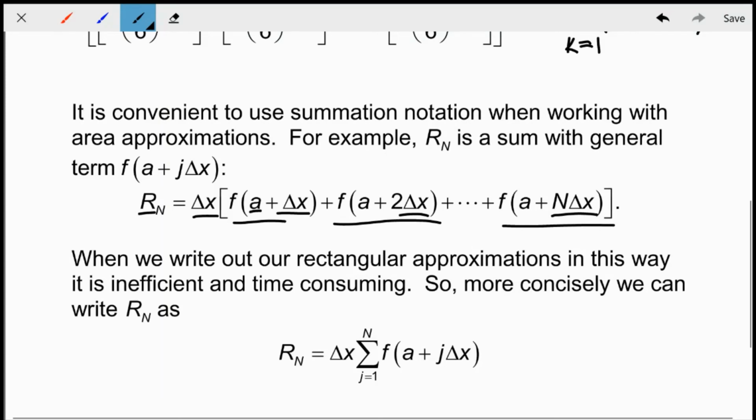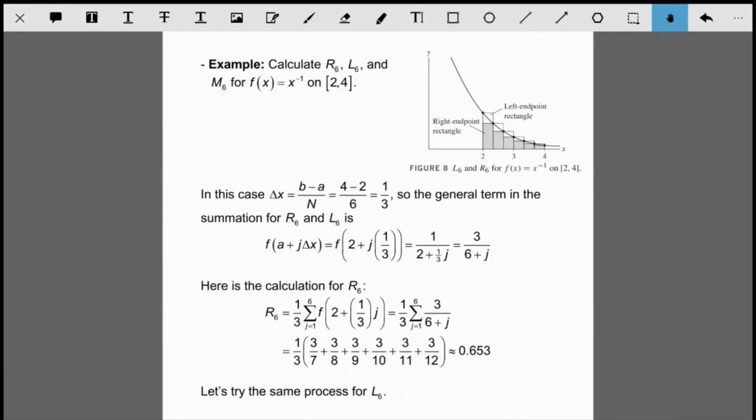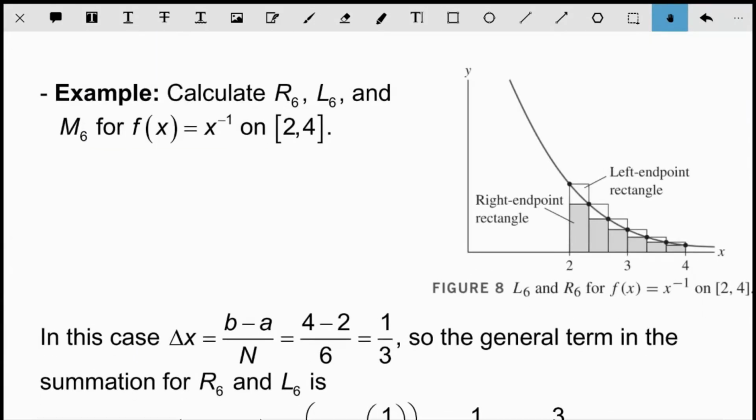We can write them just as a general rule, f of a plus some number times delta x, going from the first subinterval to the nth subinterval. So this is a general setup that we can use to write those summations in a more concise form. All right, so let's take a look at just an example of how this would be done.